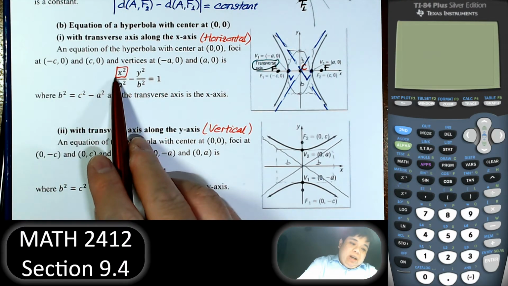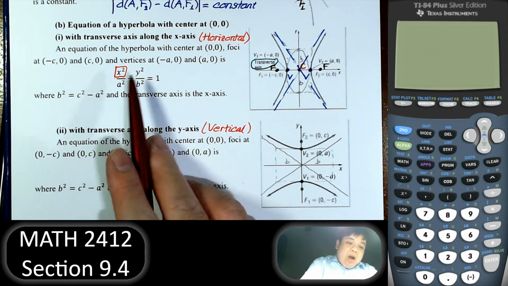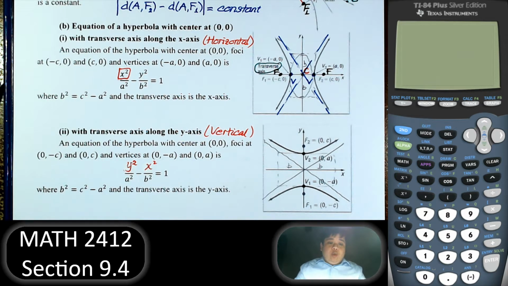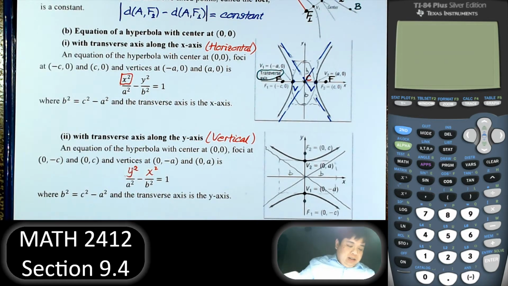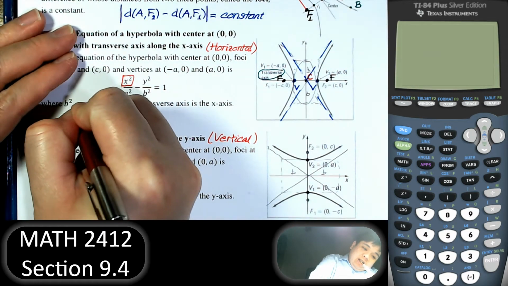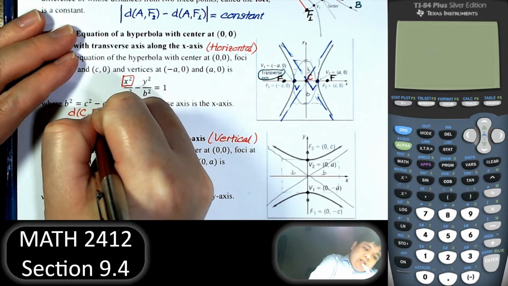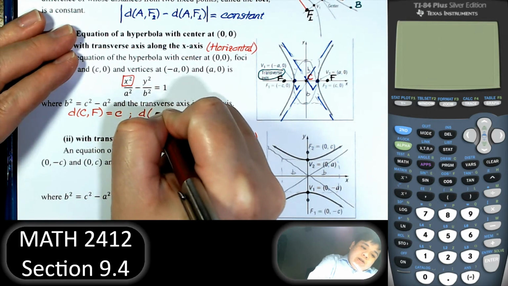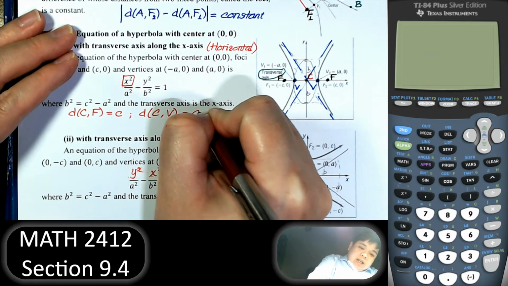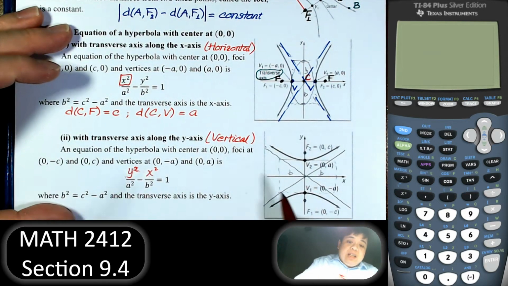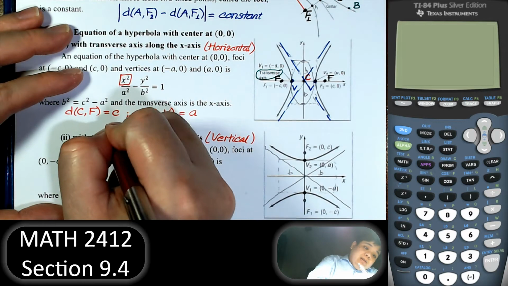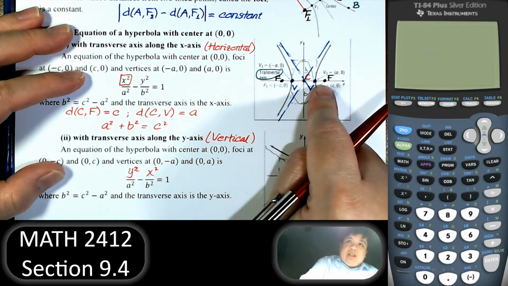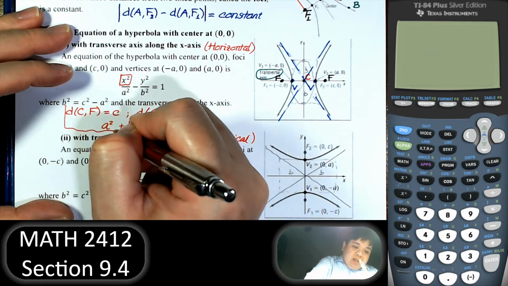If we have y squared subtract x squared, that's a vertical. x squared minus y squared is going to be horizontal. Now we go back to what we have earlier. The distance from the center to the focus is going to be C. The distance from the center to a vertex is A. We still have that. But in this case, C is going to be bigger than A, meaning A squared plus B squared is equal to C squared. C is the biggest distance out of A, B, C. So we have this relation.